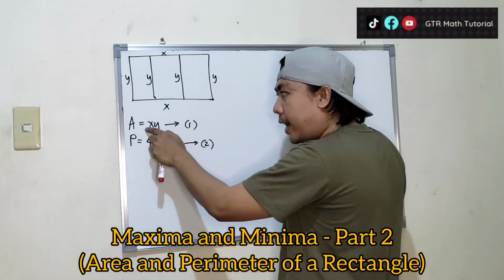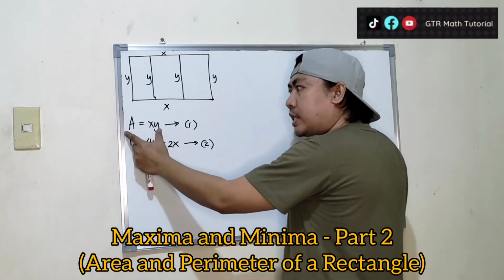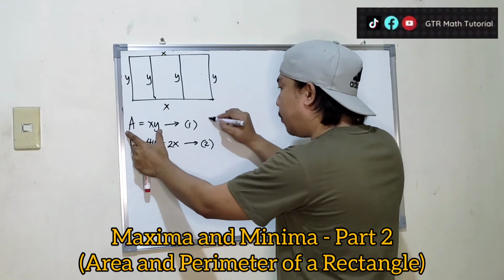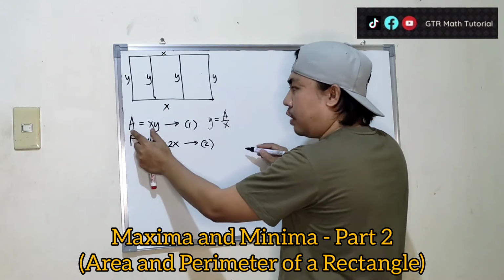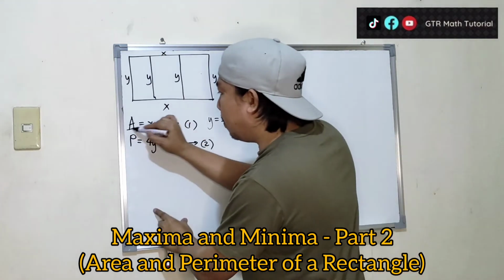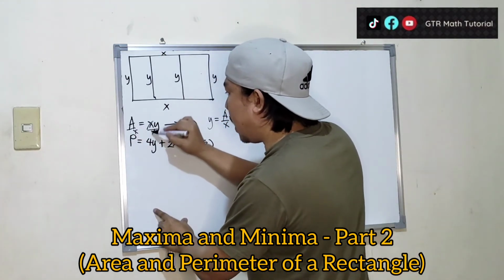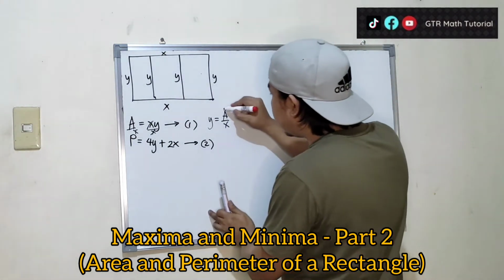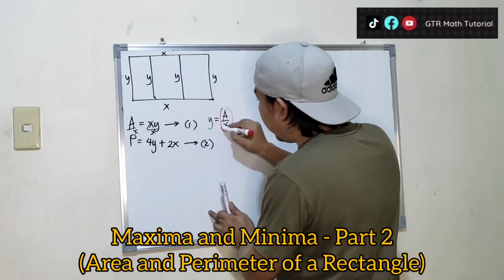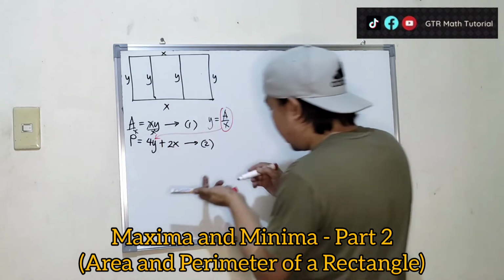So to solve for y, divide both sides of this equation by x. So therefore, y is equal to a over x. So divide both sides of the equation by x, so cancel out. So therefore, y is equal to a over x, and then substitute this. Y is equal to a over x, substitute in equation number 2.